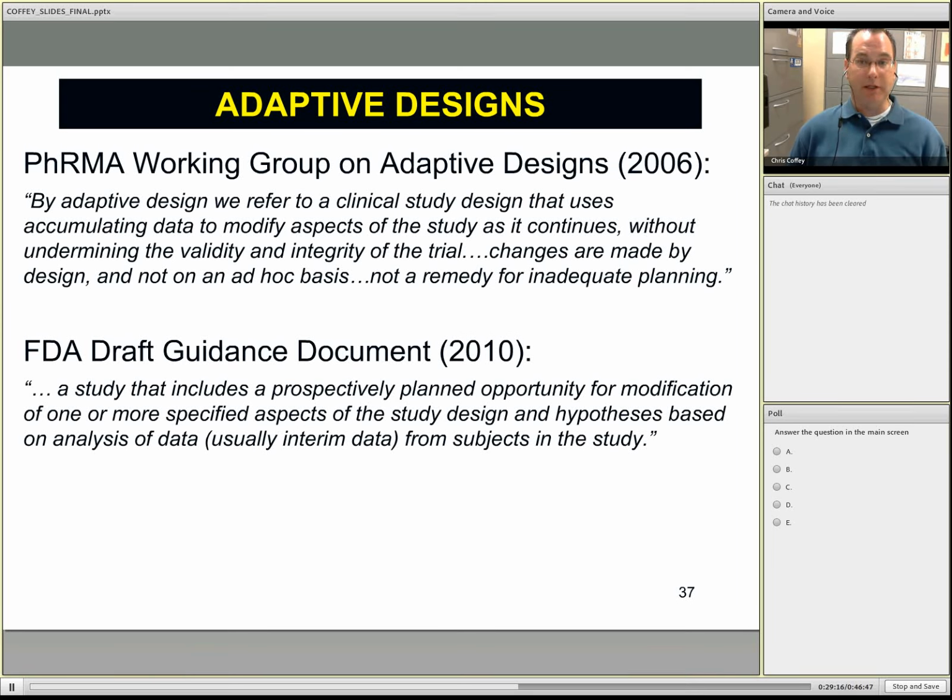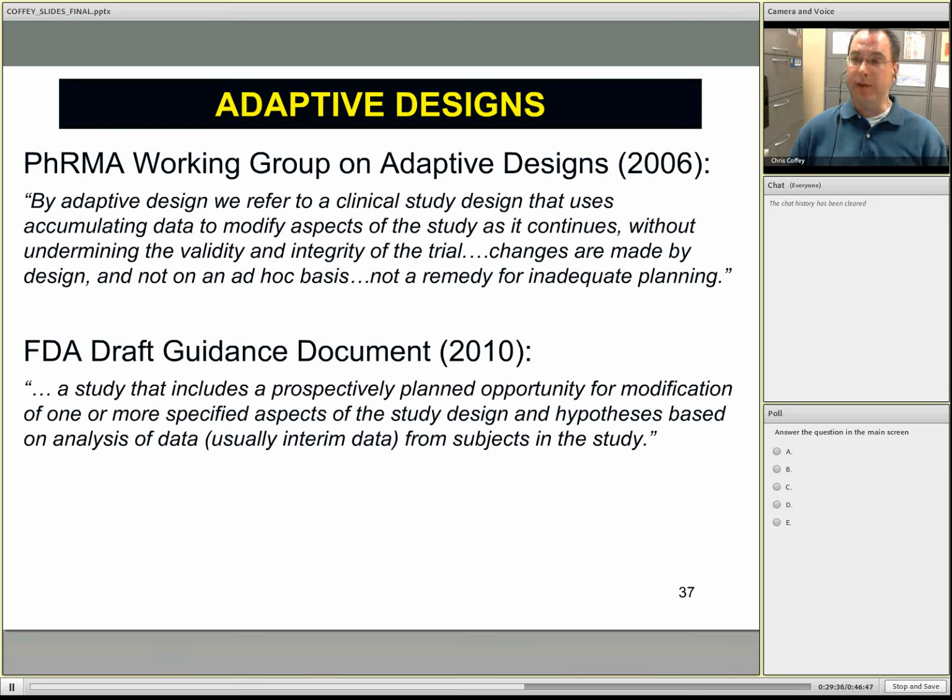So by this definition, an adaptive design is one in which you have limited information going into your study. There are aspects that you would like to know that you don't know, and you would like to start your study, get some of that information, and then, given what you've learned, make the final decisions on those aspects of your study.